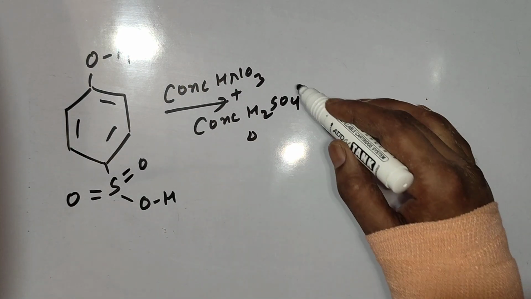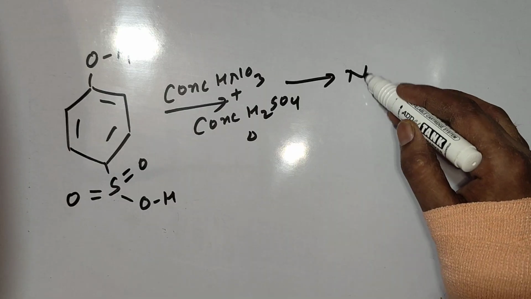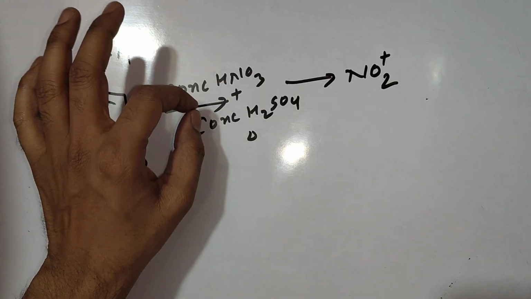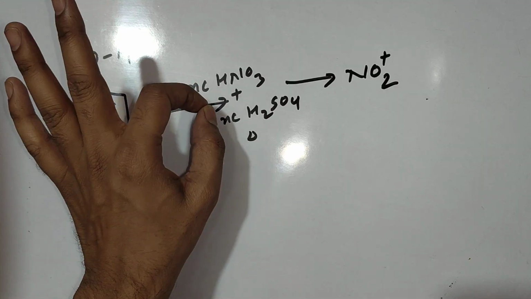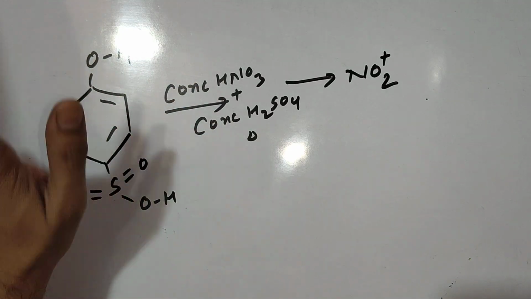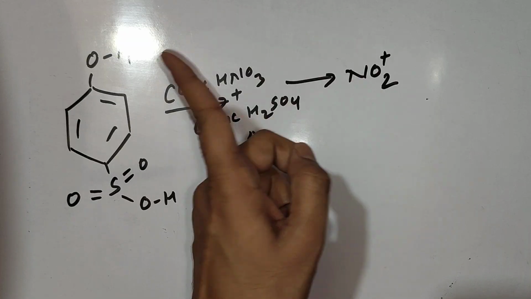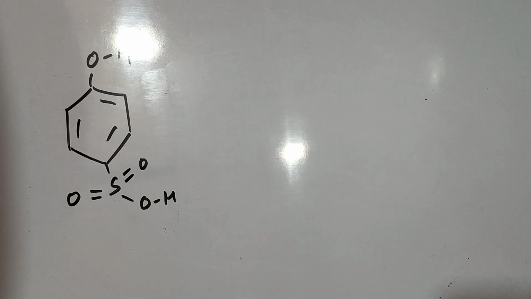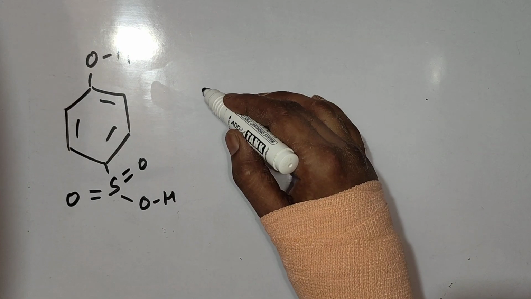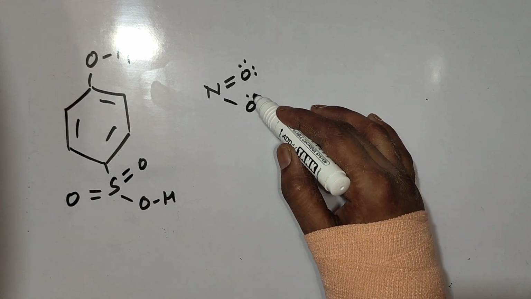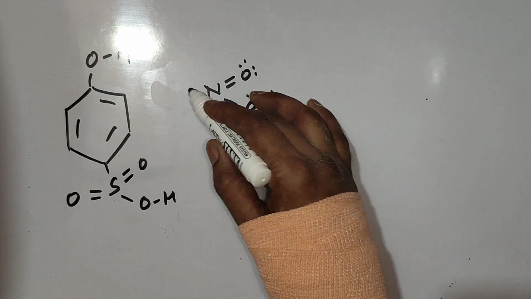We know this mixture will provide us which electrophile? Nitronium. It will also provide nascent oxygen, but nascent oxygen can't attack on a benzene ring, the reason I have told you. Now the nitronium ion will attack on the benzene ring. How? Let's check. You know the condition of the nitronium ion. This is our nitronium ion.